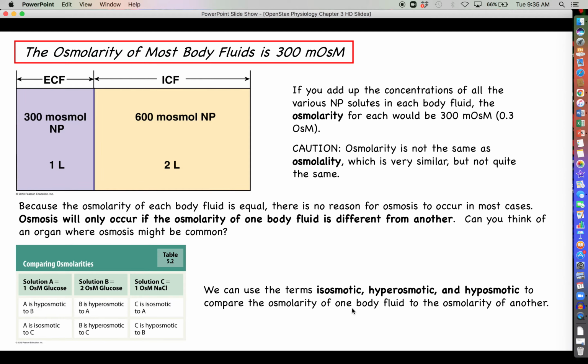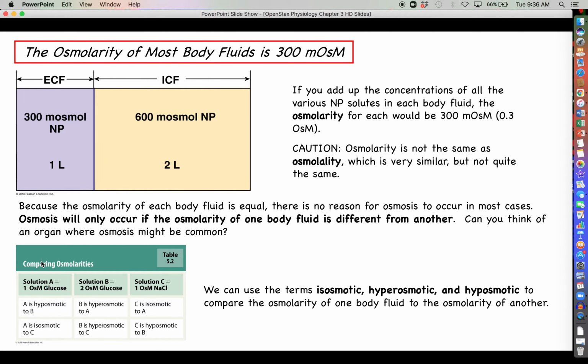So these terms that we are going to introduce here are terms that you may or may not use when you are comparing two different solutions based on their osmolarities. So first, let's start by comparing solution A to solution B. You'll notice right away that both solution A and solution B utilize the same solute, which is glucose, but they have different concentrations and therefore different osmolarities.